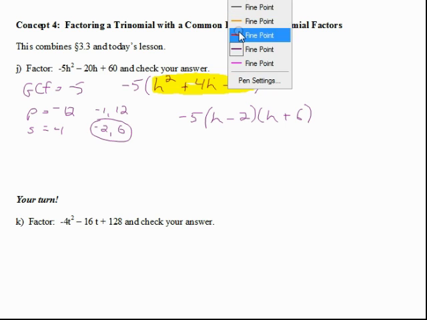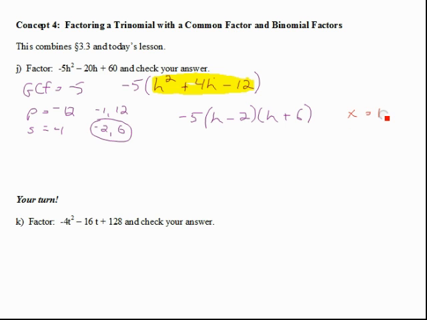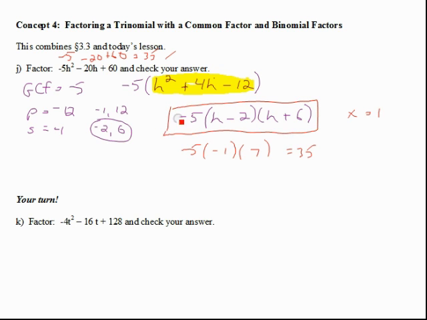And I'm going to check this one by subbing in a value. So h equals 1 is what I'm going to do. So I have minus 5 times 1 minus 2 is negative 1, and 1 plus 6 is 7, so my answer is 35. And if I come up to the beginning, this is going to be minus 5 minus 20 plus 60, which does also equal 35, so my answer is right, and I will put a box around my fully factored answer here. Okay, your turn.